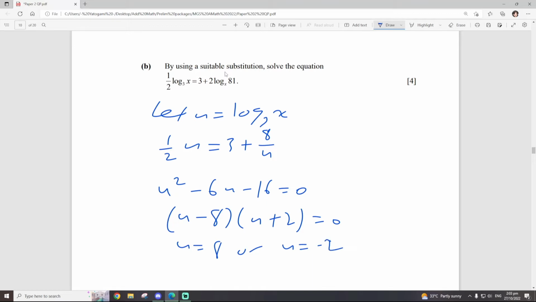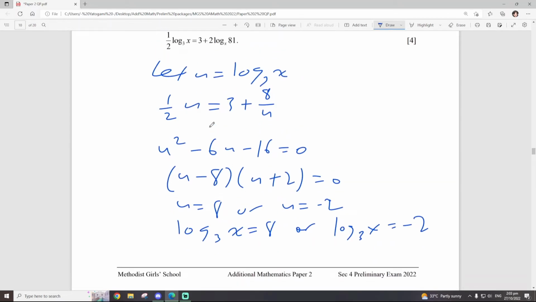But remember, u is log base 3 of x. Log base 3 of x equals 8 or log base 3 of x equals negative 2. Now note that logs can be negative, not like indices, so don't reject. Logs can be negative. And then x is 3 to the power of 8. So what's 3 to the power of 8? It's 6,561, or x equals 1 over 9. Okay.